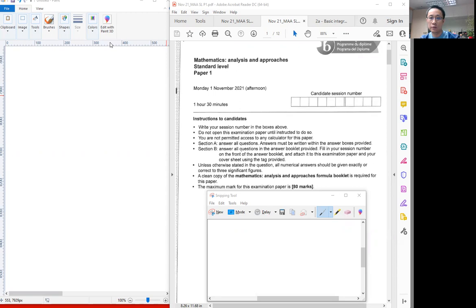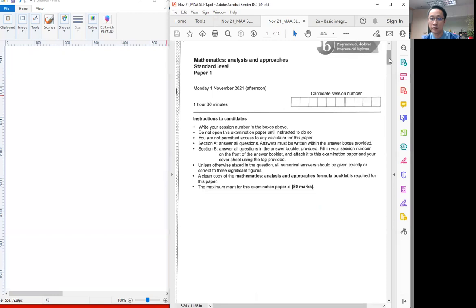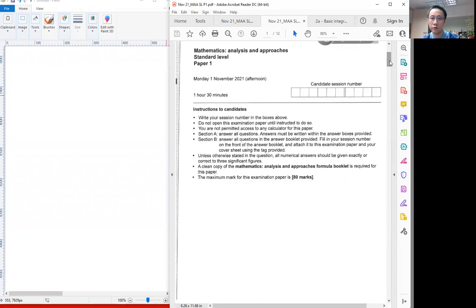And my student would like to see if this paper is indeed much more difficult than the usual papers that we have encountered in the older syllabuses, because this also is only the third paper released for the current syllabus. So without further ado, let's just jump into the paper, and I would like to finish this as quickly as I can, hopefully within 30 to 35 minutes.